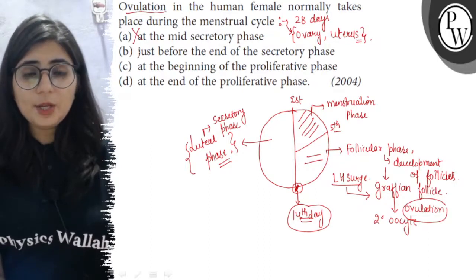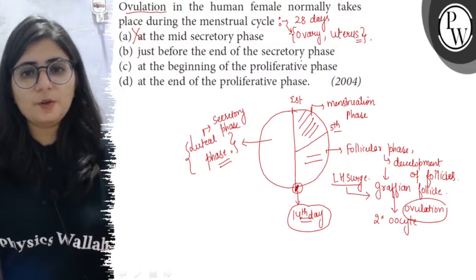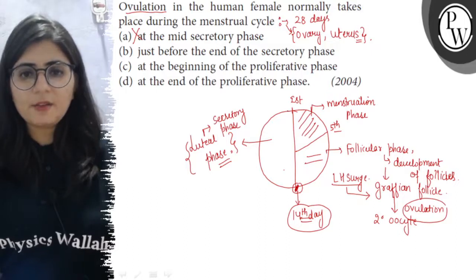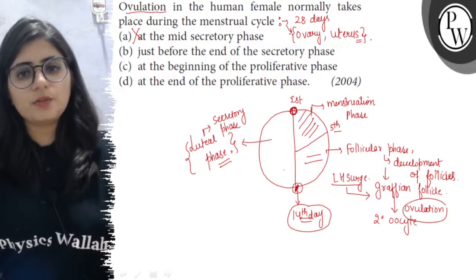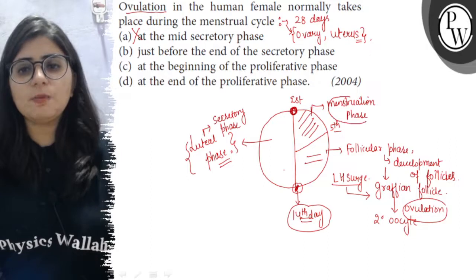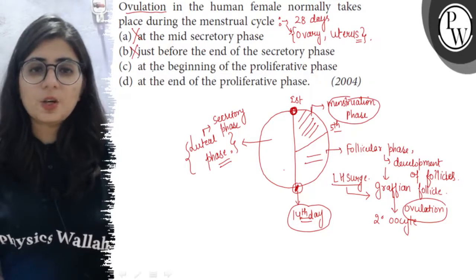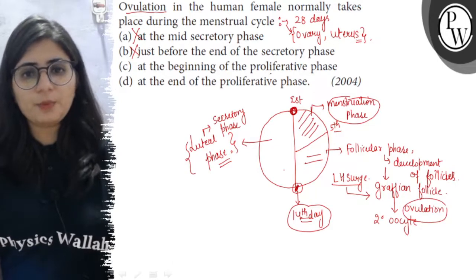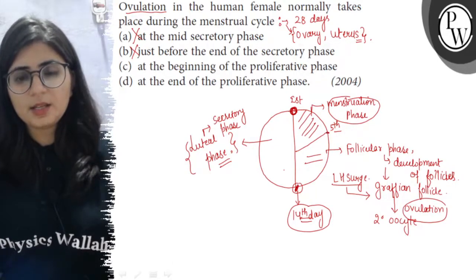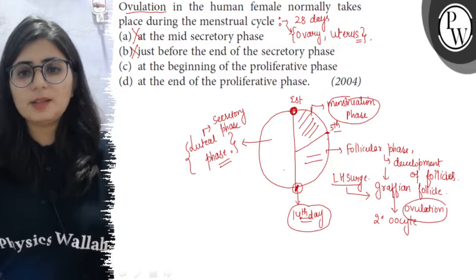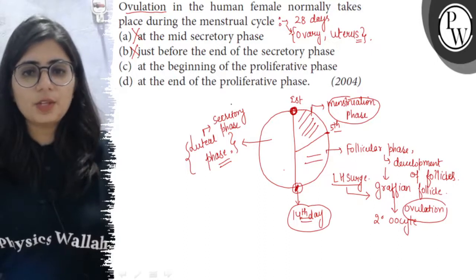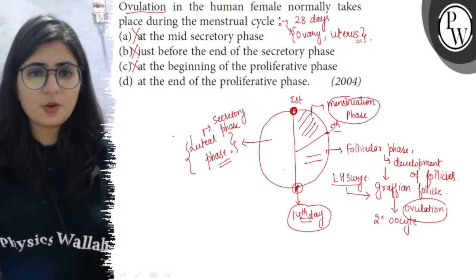Then B option is just before the end of secretory phase. If the secretory phase is ending, then menstruation will begin. So it is not the right answer. Now the C option is at the beginning of the proliferative phase. No, at the beginning of the proliferative phase there will be the starting of development of follicles. So this is also the wrong option.